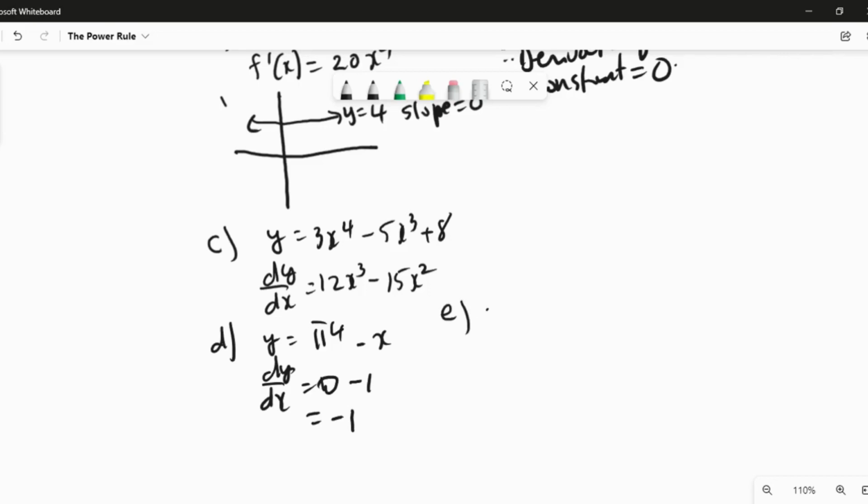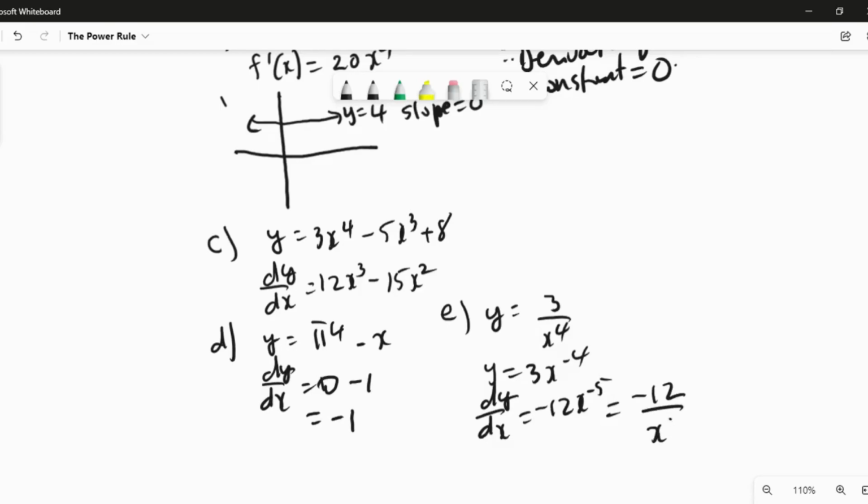If I had y equal to 3 over x to the power 4. First, I bring this up: 3x to the power minus 4, and then the derivative of that will be minus 12x to the power of minus 5, or I use a positive exponent only, x to the power of 5.